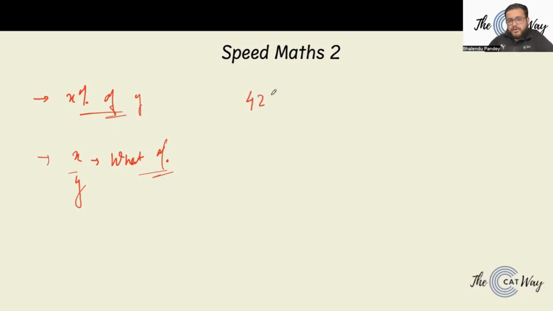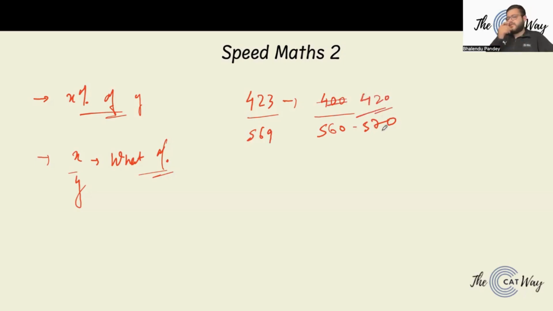Let's take 423 divided by 569. Let's say this is something that we have to calculate. Now the process is to understand the thought process so that we are able to calculate the approximate value within 10 seconds. The value over here is somewhere close to 400, and the other is somewhere close to 560, 570. Let's consider this as 420. So 420 by 570 is what we are hovering around.